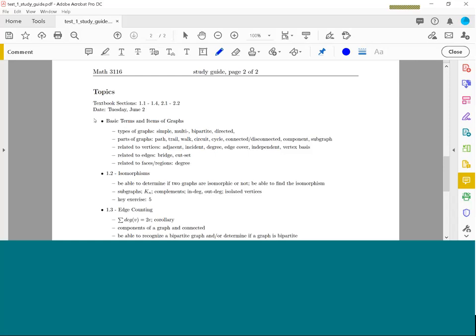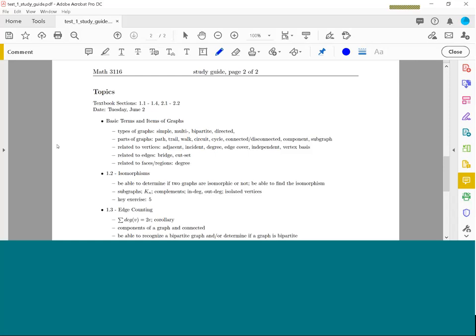I went ahead and split this out instead of saying section 1, because in your book we actually pulled stuff that wasn't only in section 1. So you want to make sure that you recognize the different types of graphs: your simple graphs, what's a multigraph, a bipartite graph, a directed graph. Did we have anything else? Oh, we had the directed multigraph.